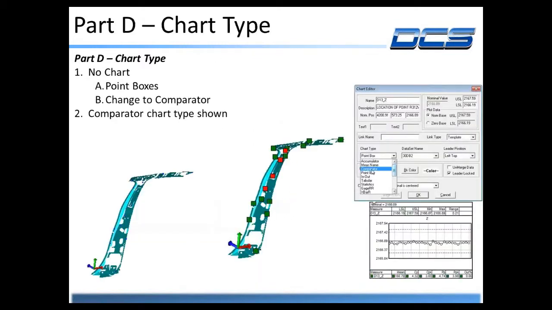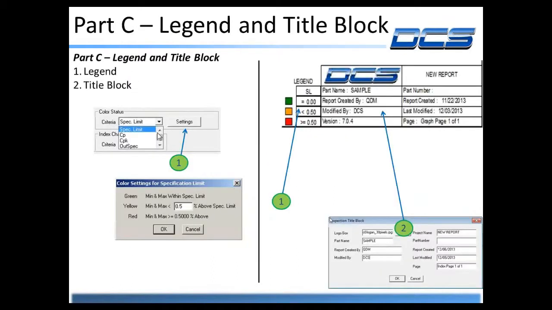Now the title block, we go back. Sure. The title block is something you just quickly fill out. You put in your part name, who created the report or modified it that day, and a project name. You can also add a logo box for your company.